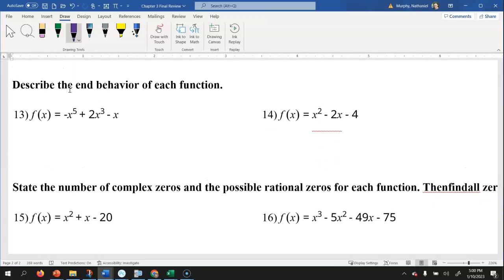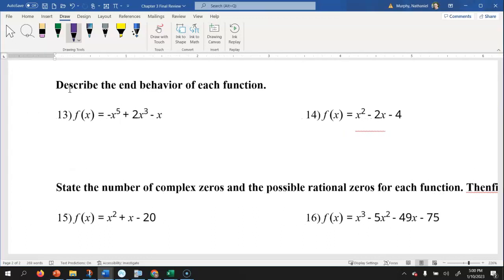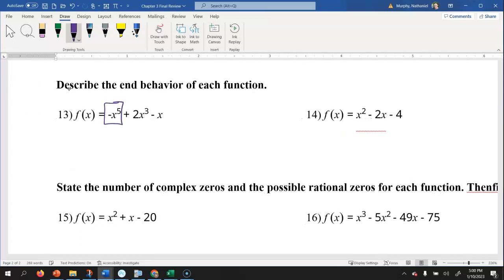All right, number 13, end behavior. That's really important to make sure we understand what the end behavior of the function is going to look like. All we care about for end behavior is the leading term. We get the leading term from the largest exponent. So here's the way I like to do it. Put two blanks. The right blank is the right side of the graph. The left blank is the left side of the graph. We start with the right side of the graph.